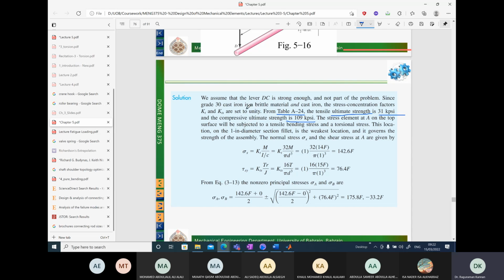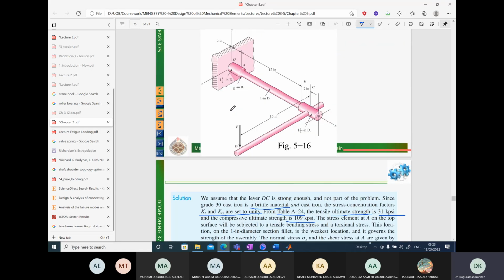Grade 30 cast iron is a brittle material, so it is classified as brittle. That is why we are given the ultimate strength of the material in tension and compression rather than the yield strength. And the concentration factors here are set to unity, just to simplify the problem. Previously, in the case of ductile materials, we used concentration factors. Here we are going to assume unity.